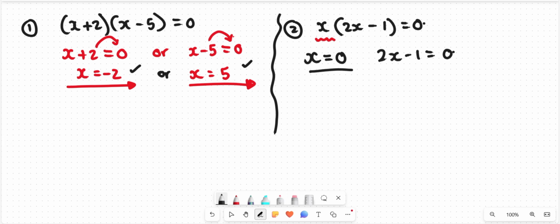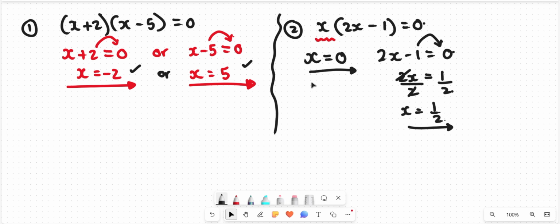Then in this one, I don't really need to solve anything. x is equal to 0. That is the complete solution. With this one, I do need to take the 1 over, making it a positive, divide by 2 there, divide by 2 there, and so x is equal to a half. And there we go. That's how you're going to solve for equation 2. Let's look at example 3.